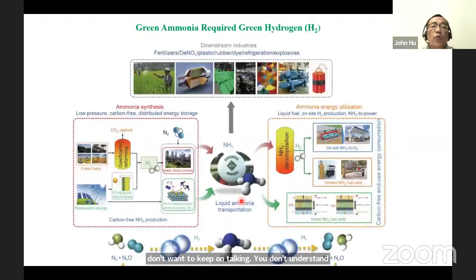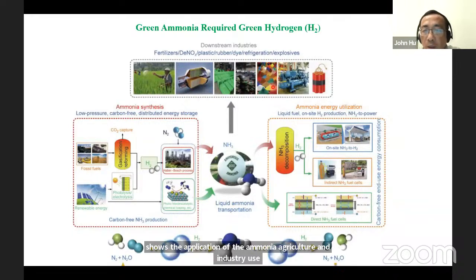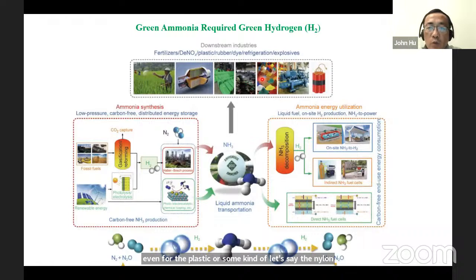Okay. So the first cartoon shows the application of ammonia, agriculture and industry use, and even plastic, let's say nylon. I think in your clothing, if you use nylon, you also have nitrogen from ammonia, and also dynamite. In ammonia synthesis by the Haber-Bosch process, the most expensive part is hydrogen.